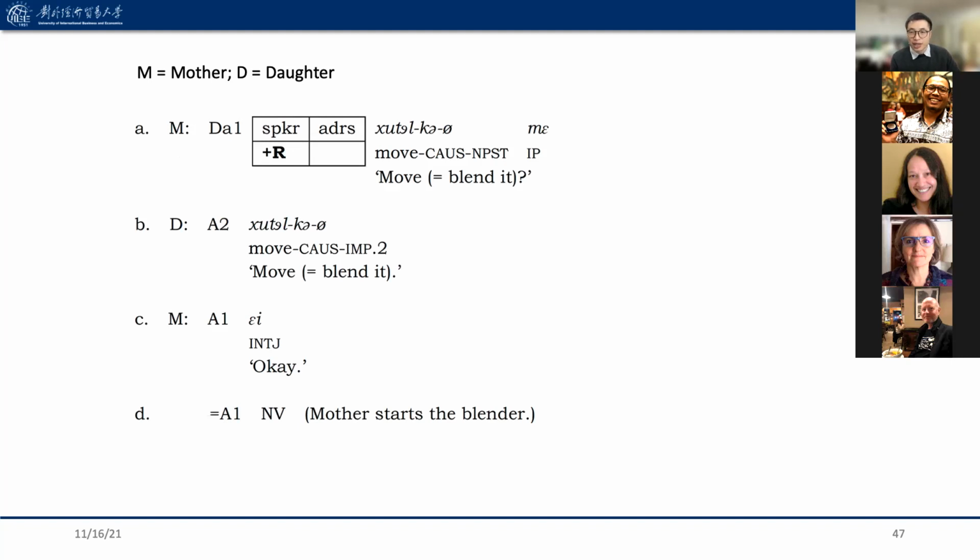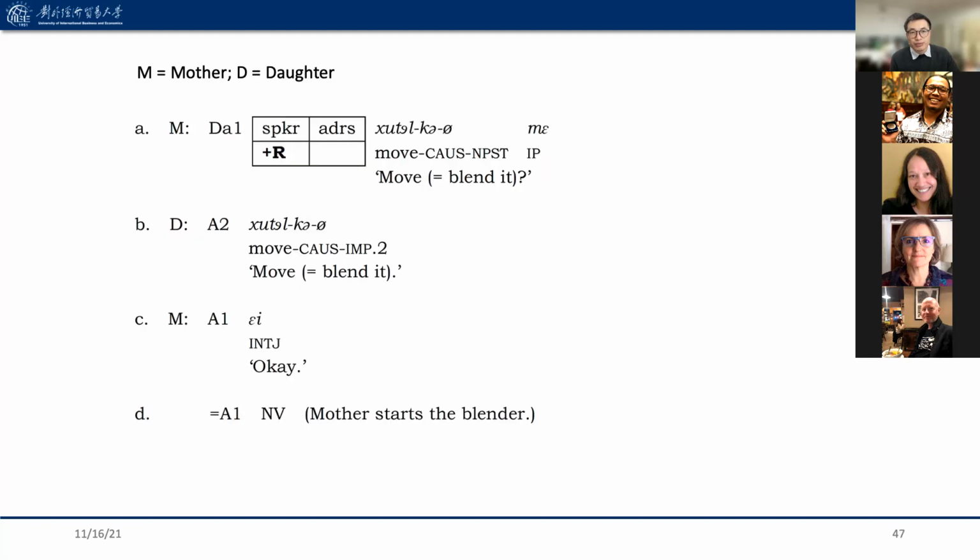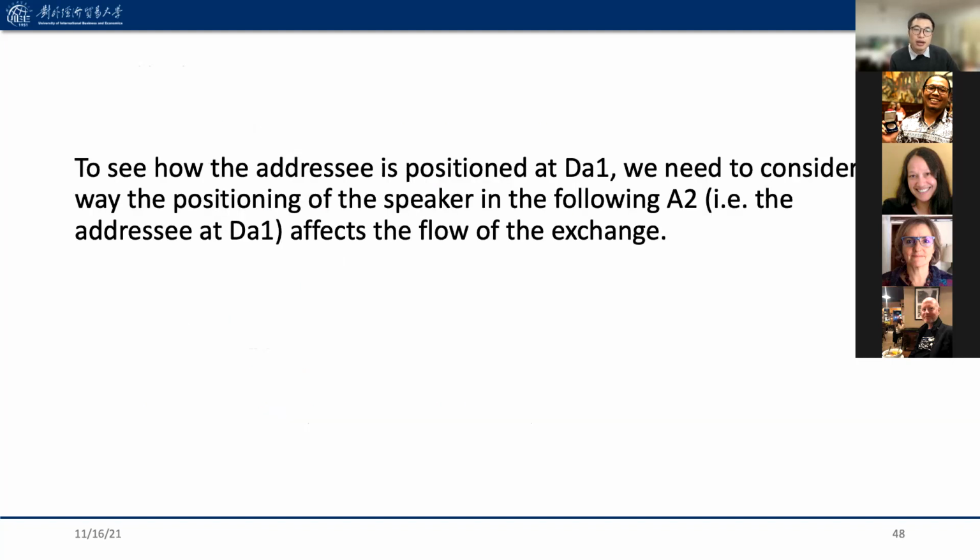And then the mom starts the blender. Now, at DA1, because of the way we define DA1, we know that the speaker is positioned as responsible. But we can't really tell whether the addressee is also positioned as responsible, because we don't have the kind of pronominal realization of the modally responsible participant as we do in English. So to see how the addressee is positioned at DA1, we need to consider the way the positioning of the speaker in the following A2, which is the addressee at A1, affects the flow of exchange.